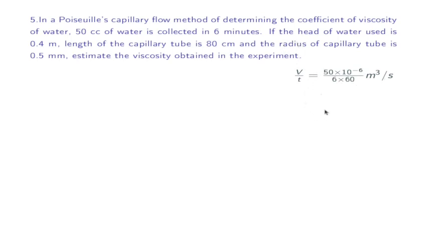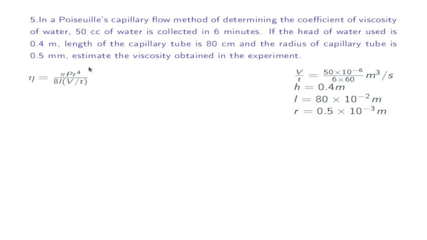If the head of water used is 0.4 meter, that is H, and the length of the capillary tube is 80 centimeter. Therefore H is 0.4 meter and L is 80 into 10 raised to minus 2 meter. And the radius of the capillary tube is 0.5 millimeter. Estimate the viscosity obtained in the experiment.